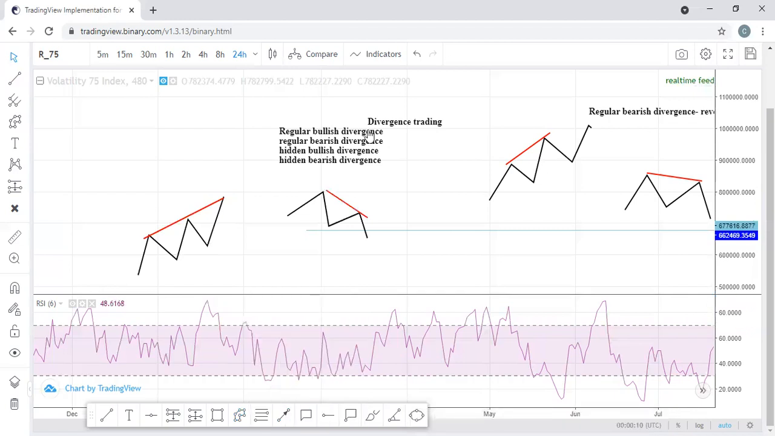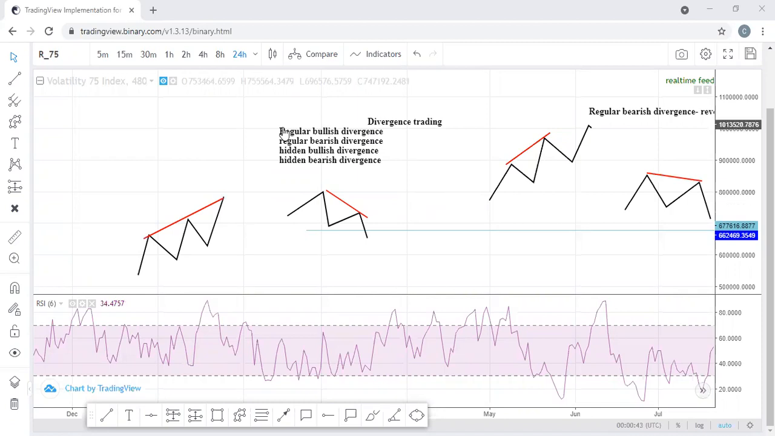That is the idea behind divergence: the difference between the structure as shown on the chart and the structure as shown on the indicator. The structural points. So this is the divergence.